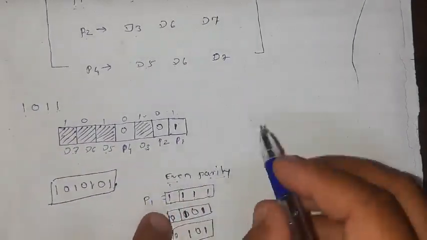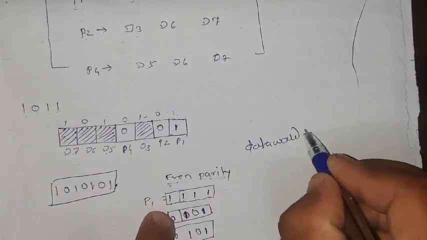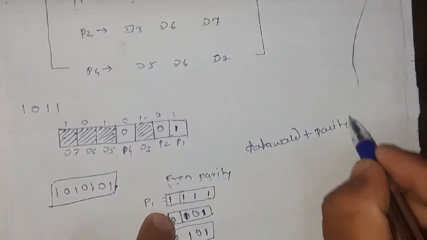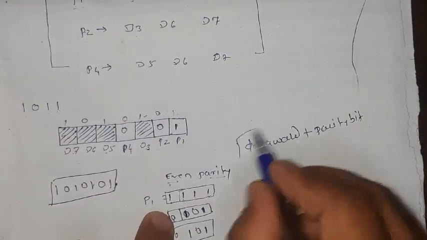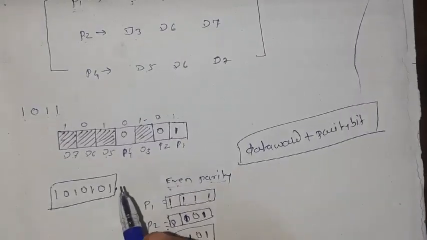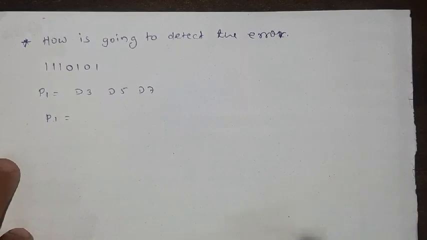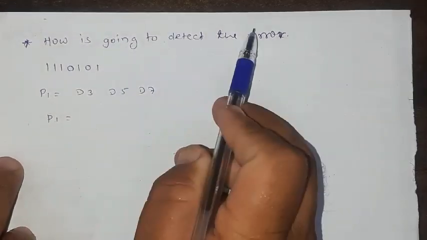Code word means what? Data word plus parity bits. Okay, this is our code word. So look here, how are we going to detect the error?